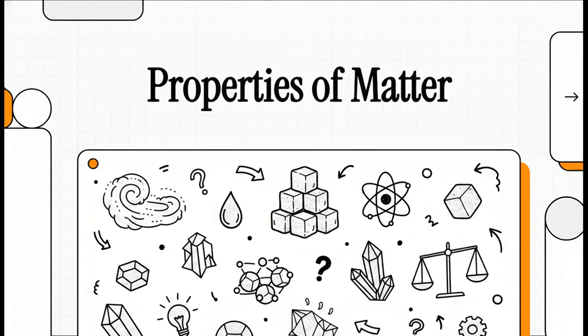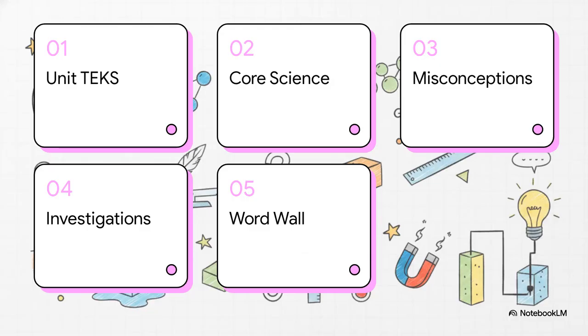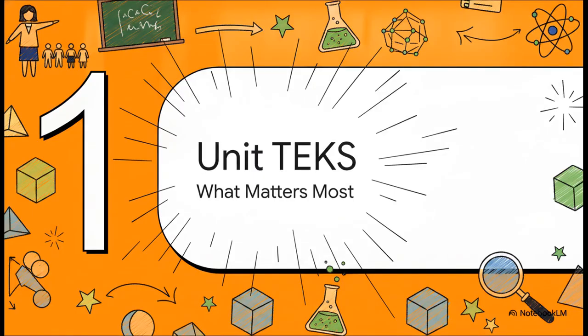Plus, the best part, you absolutely do not need a physics degree to teach this. The curriculum gives you the structure, and we're going to break down the essentials so you can just focus on the fun part, teaching. All right, here is our roadmap for today. We're hitting the unit TEKS, the core science, common misconceptions, investigations and modifications, and finally, the vocabulary and interactive word wall. Let's start with Section 1, the unit TEKS, and look at what the end goal actually looks like.